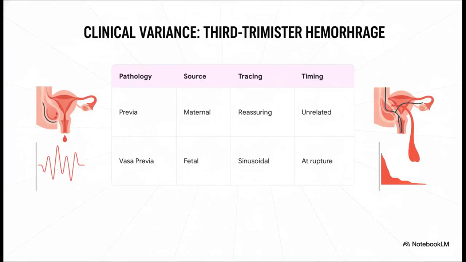Let's lock in this clinical variance. Placenta previa causes maternal bleeding. Because of that, the fetal heart tracing initially remains reassuring, and the timing of the bleed is totally unrelated to membrane rupture. Vasa previa, however, causes direct fetal bleeding. That fetal heart tracing is going to collapse into a profound deceleration the precise moment the membranes rupture.